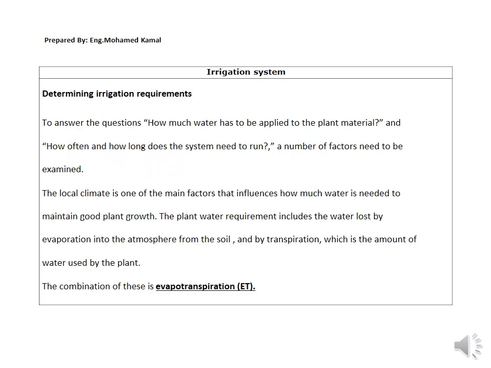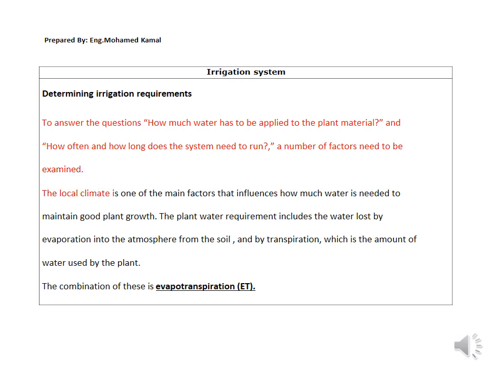Determining irrigation requirements. To answer this question: how much water has to be applied to the plant material, how often, and how long does the system need to run? A number of factors need to be studied.